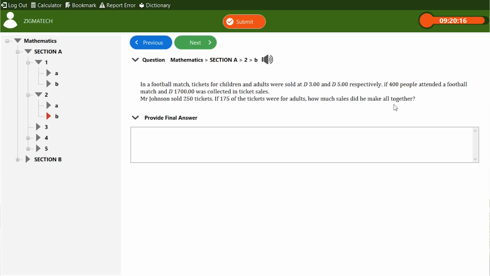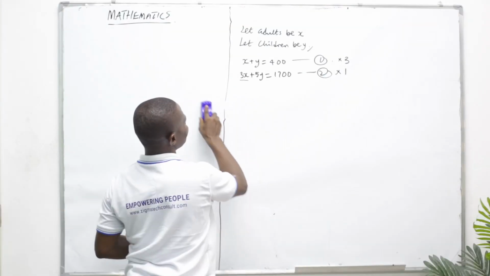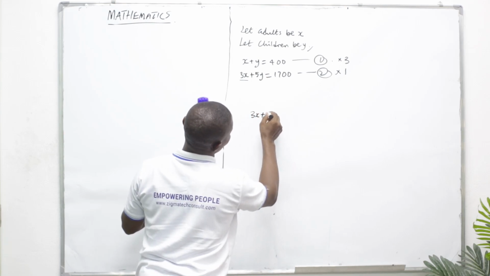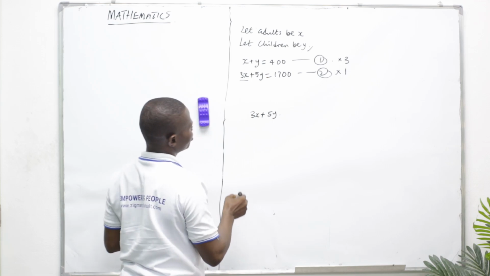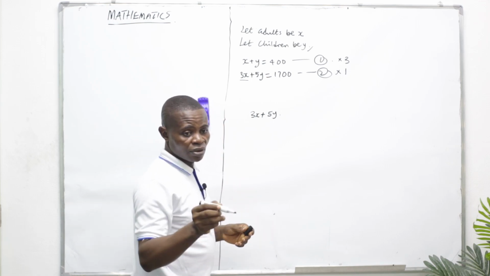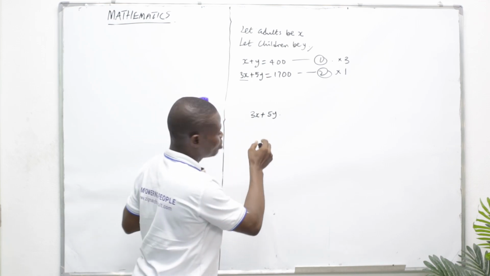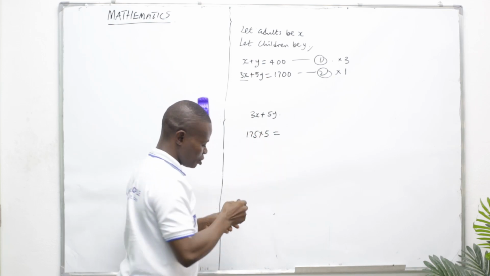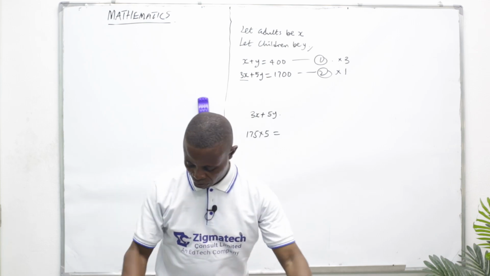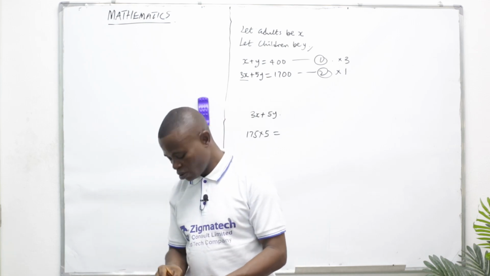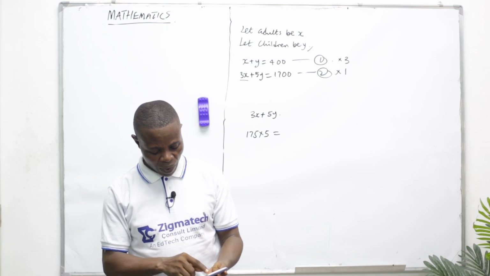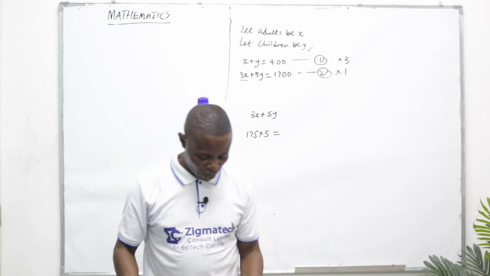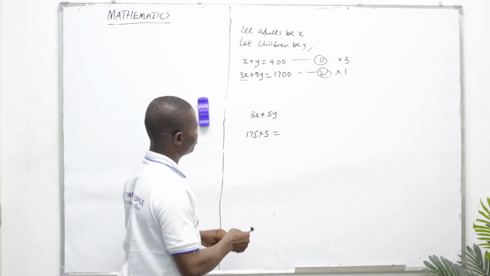You already have an equation here controlling it: 3x plus 5y. 175 multiplied by 5 will give us 875.